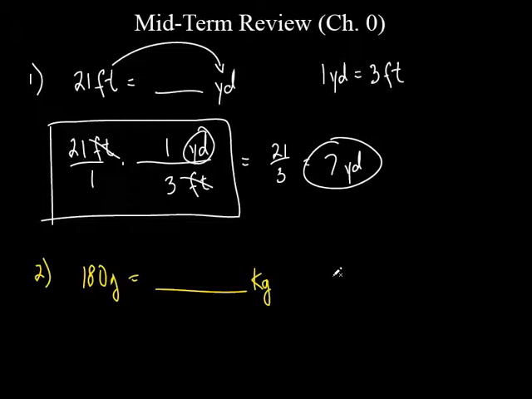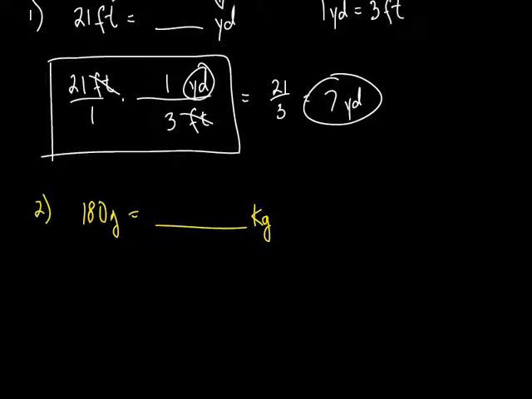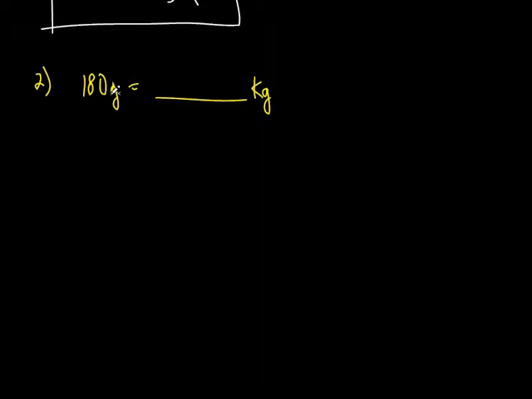All right, so let's take a look at this one. 180 grams, you're changing into kilograms. If you look in the book, or not the book, but the little chart that I gave you on this, there is a conversion. It goes from kilograms to grams. It says 1 kilogram equals 1,000 grams.